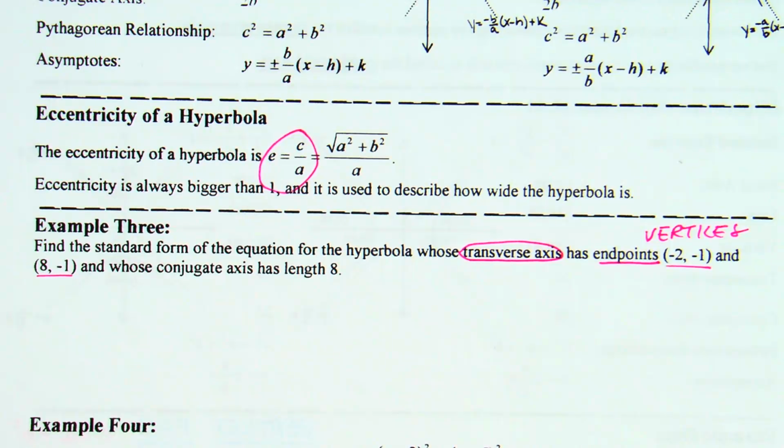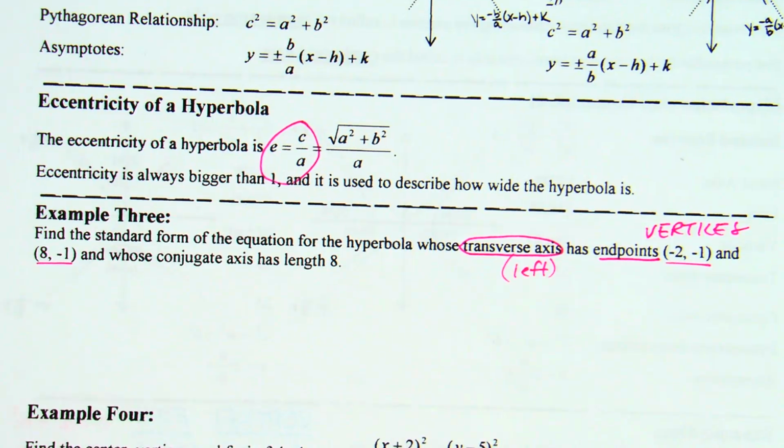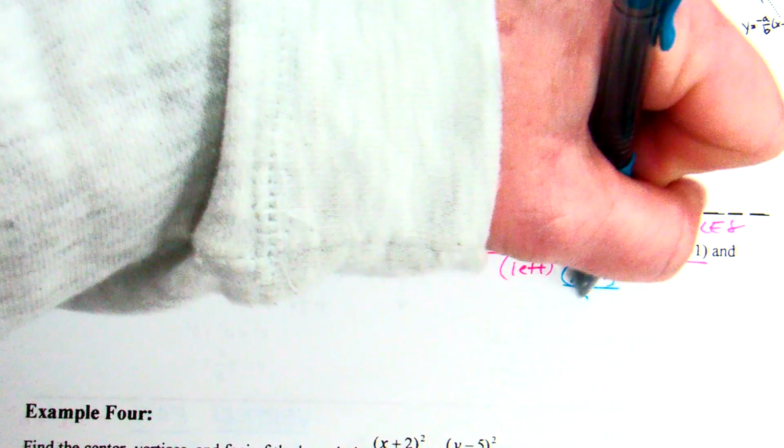You can also graph it, right? If I graph (-2, -1) and (8, -1), those points form a horizontal line, yes? A horizontal line makes it a left column problem. So if this is left, I'm going to write down my formula: x minus h squared over a squared minus y minus k squared over b squared equals 1.